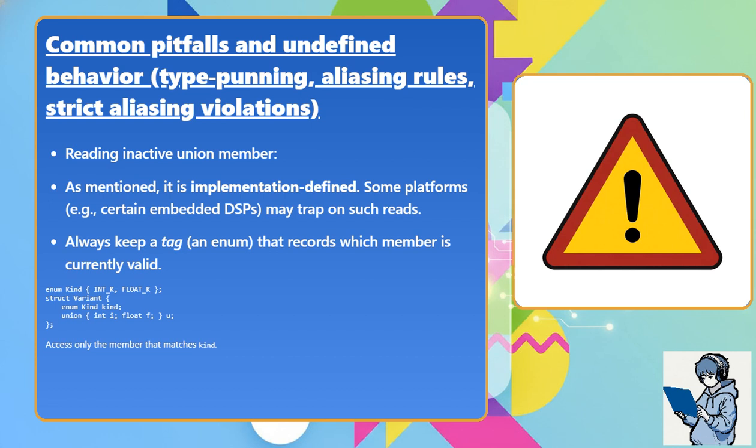Define an enum kind with values int_k and float_k. Define a struct variant containing a kind field of type enum kind and a union with an int i and a float f named u. Access only the member that matches the kind.